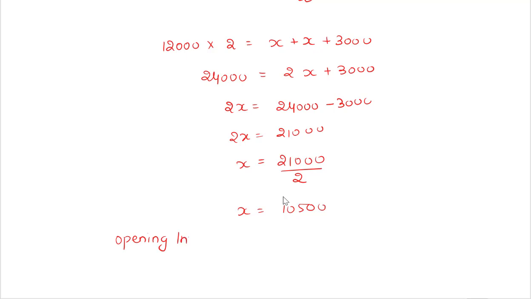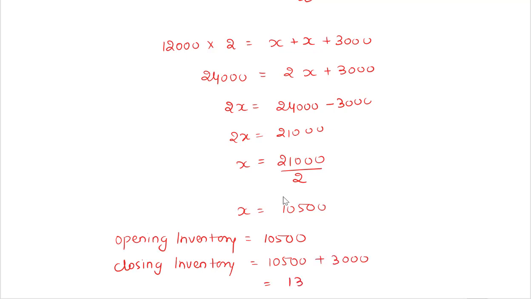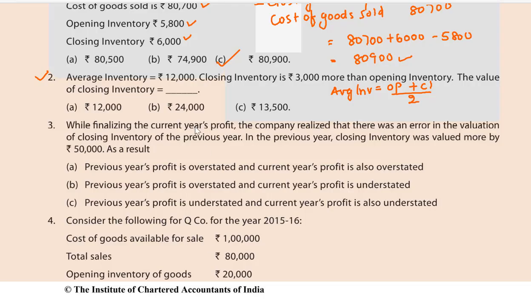X is opening inventory. So opening inventory equals 10,500. Now we will find out the closing inventory. Closing inventory is plus 3,000. That means 13,500. It's there in option 2C, 13,500.